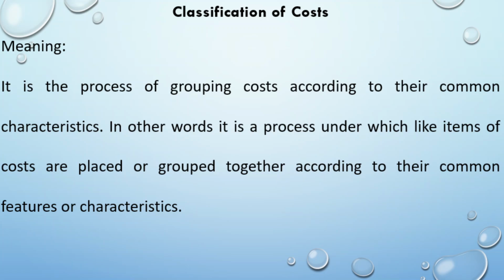What is classification of costs? It is the process of grouping costs according to their common characteristics. In other words, it is a process under which like items of costs are placed or grouped together according to their common features or characteristics.